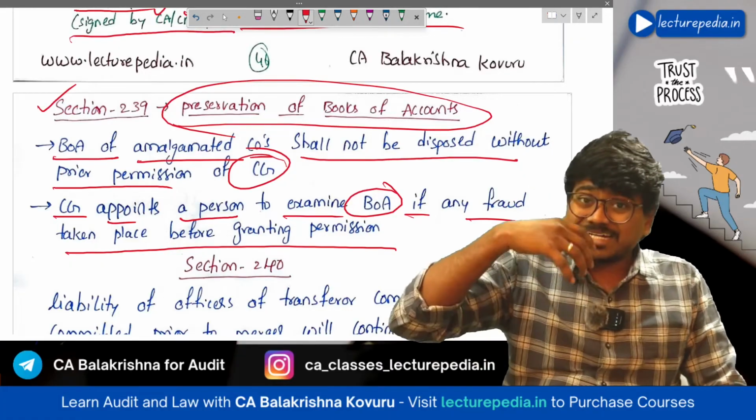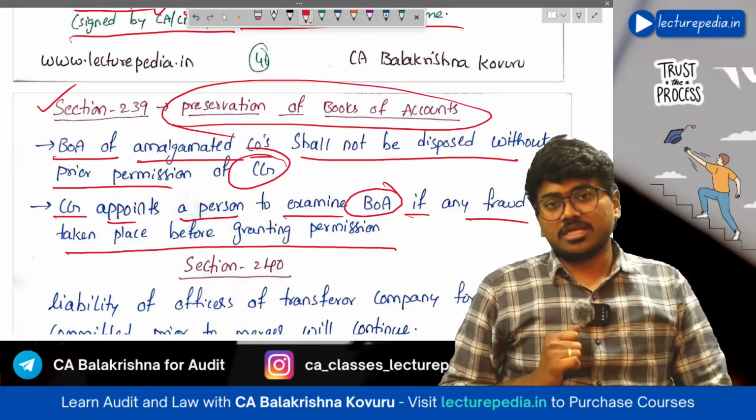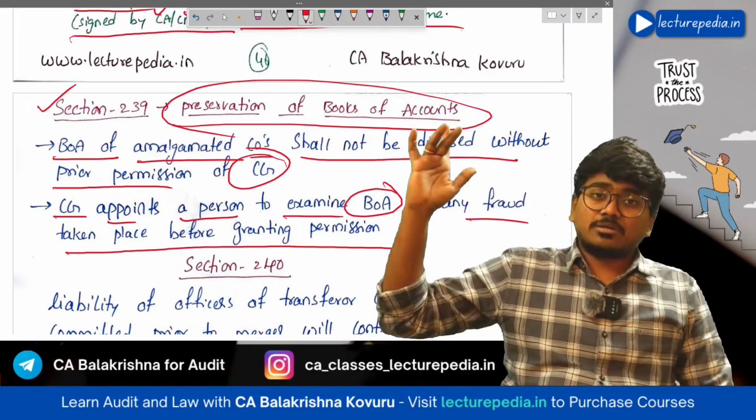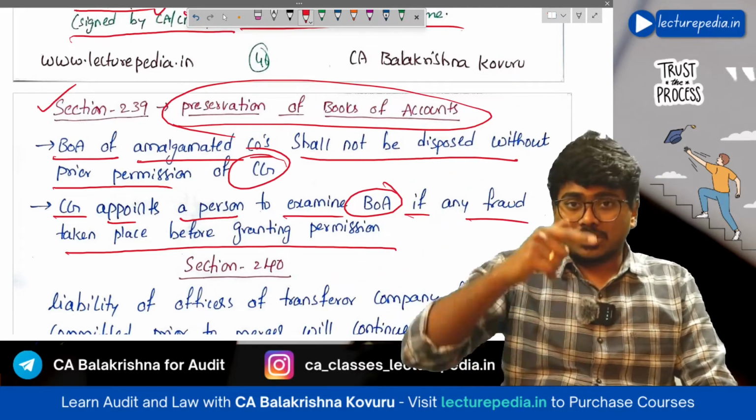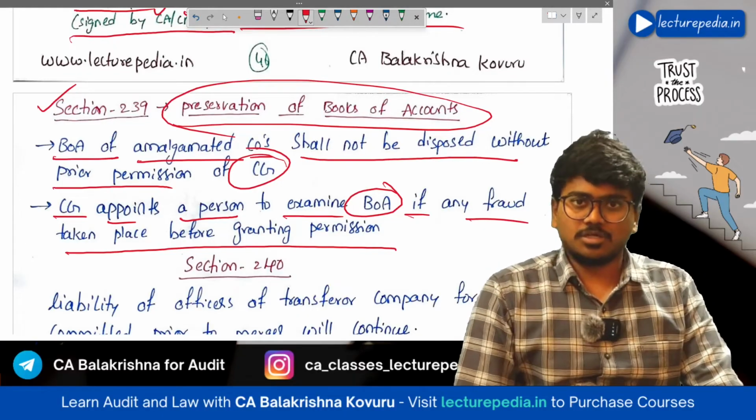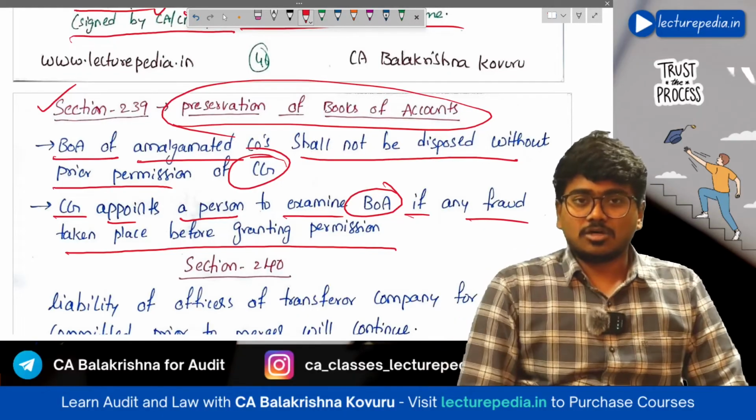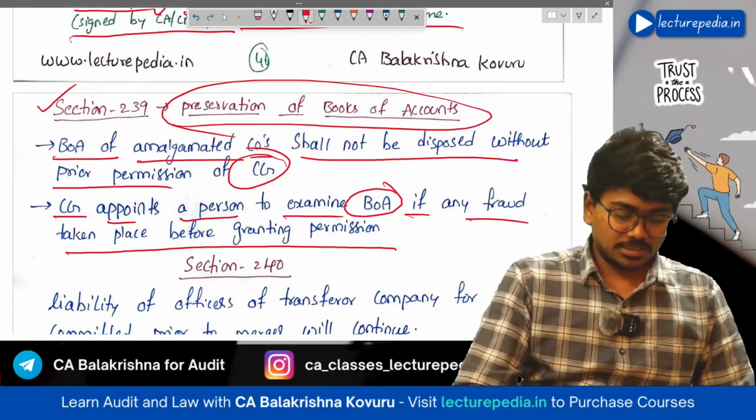So to detect such a possibility, before disposing of the books of accounts of A Limited or B Limited, the central government will appoint a person to clearly go through the books of accounts of the company to find out any fraud. If no fraud is found, then the central government will order for disposing of the books of accounts of the company. Hope that is clear.